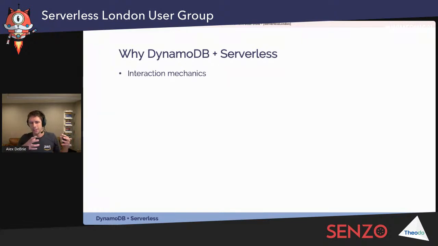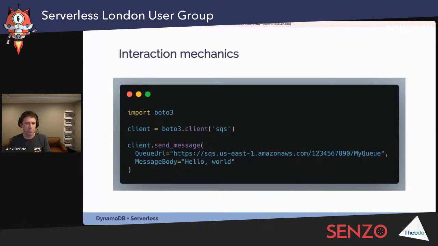I showed at the beginning of this talk how you're using all these different services in your serverless applications. You're using S3 or SQS or things like that. And using Dynamo is pretty similar to working with those. So let's take a look at what it looks like to interact with an AWS service in your application. This is a Python-based example, but it's the same for JavaScript or whatever you're using.